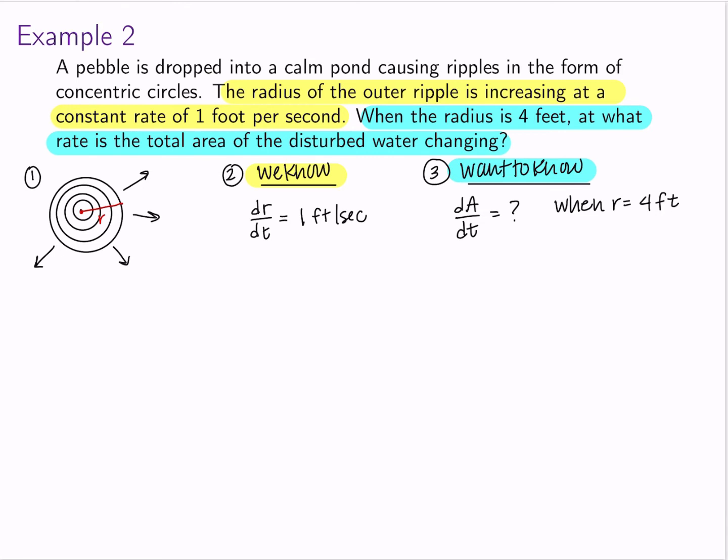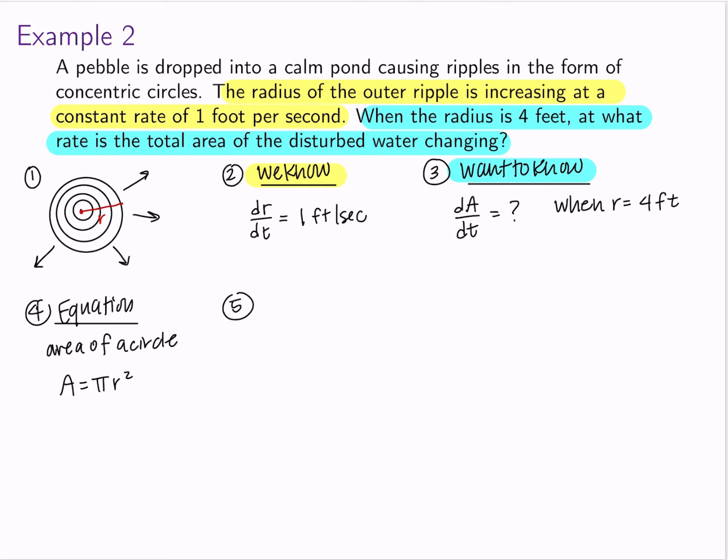All right, so our next step is finding the equation. I need an equation that relates the variables together. So I have radius and area, so I'm going to use the area of a circle. And area of a circle is A equals pi r squared.